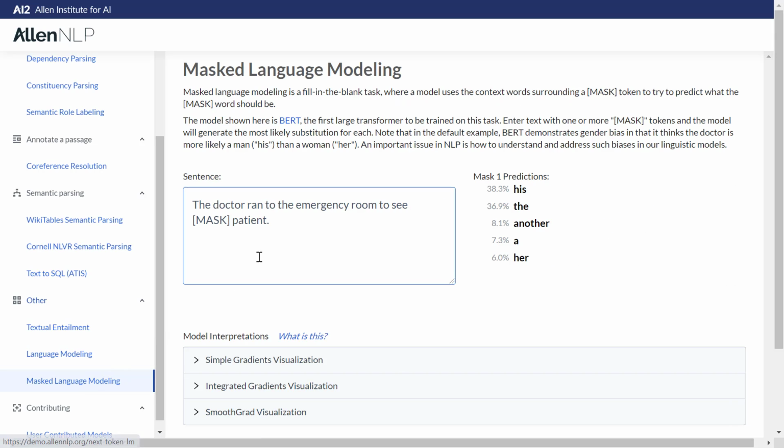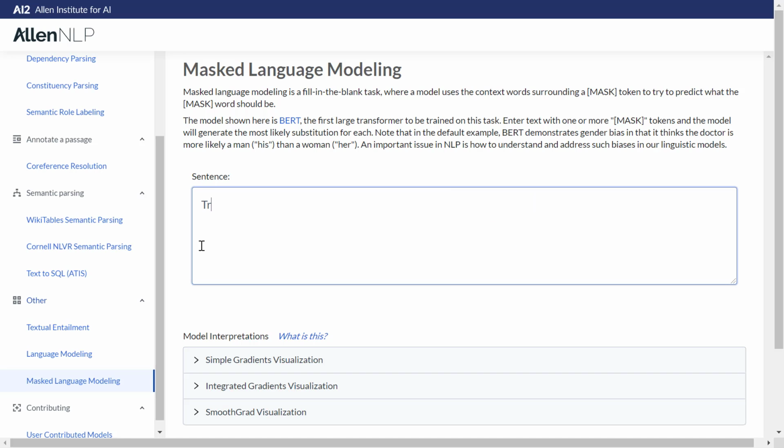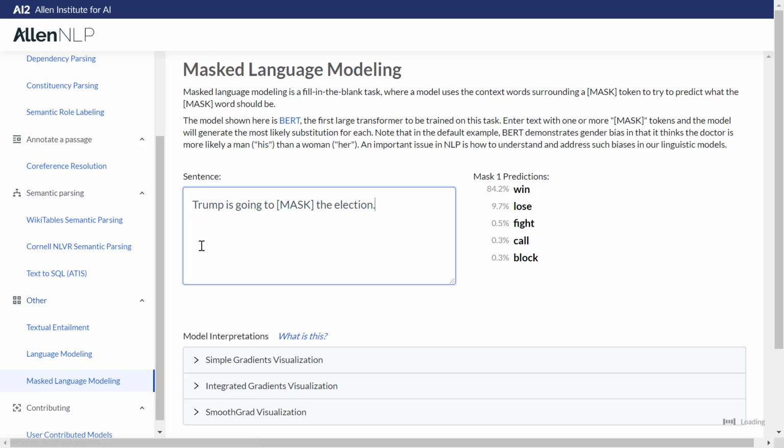But in the masked language modeling, it's a different scenario. You have a sentence, you have a context in which you have masked a word. The doctor ran to the emergency room to see masked patient, to see his patient, and this already shows that the model is sort of biased towards a male doctor here. Or another example we can have is, let's see how BERT predicts this. Trump is going to win this election. Oh, sorry, BERT, you're wrong.